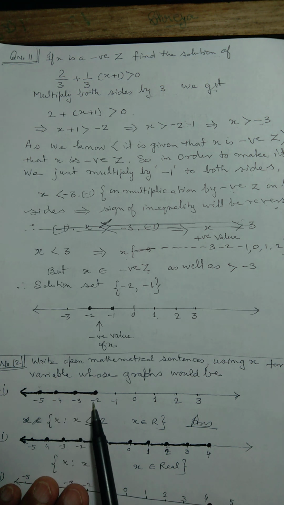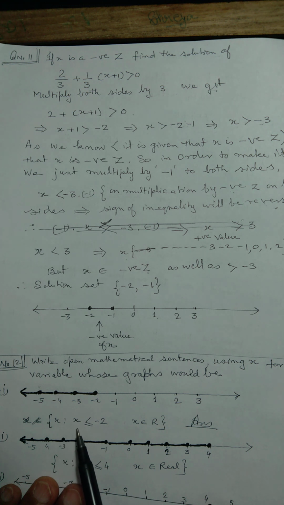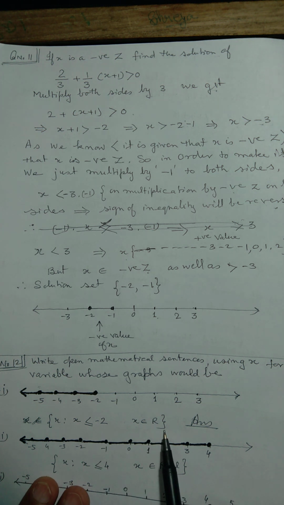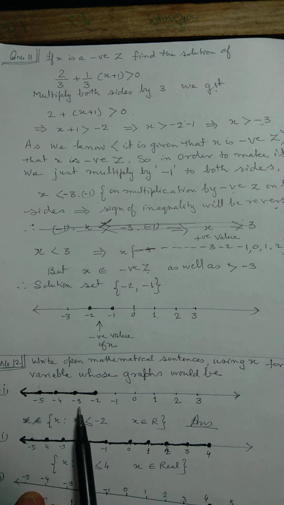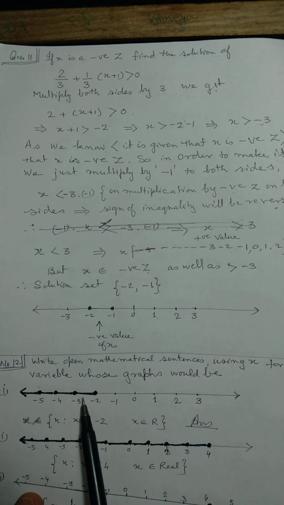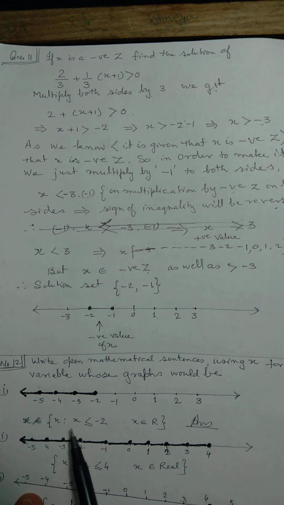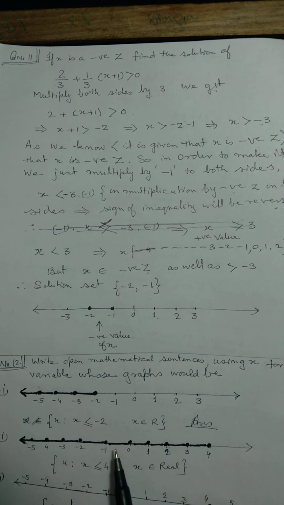Now you see, minus 2, minus 3, minus 4, minus 5, and so on. So x such that x is less than or equal to minus 2. X belongs to real. Why have I mentioned real number? Because the line is darkened. It means the complete line is included. So we can't take only the integers. All those points which lie on these lines are also to be included in your answer. Hence it is real number.